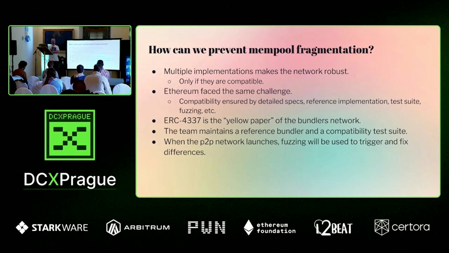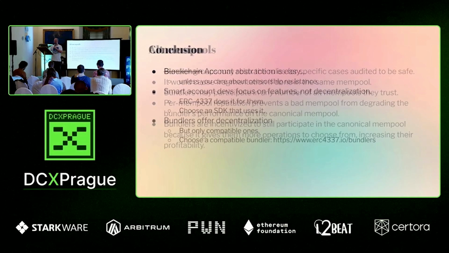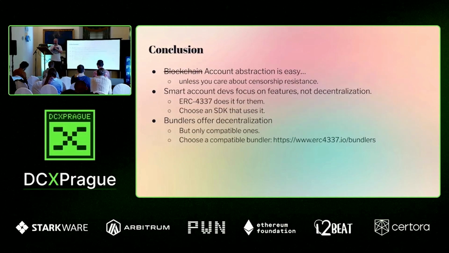So ERC-4337 takes exactly the same approach. We have specs for the rules. We have a reference implementation. We have compatibility tests. And once the peer-to-peer network is up, we're going to fuzz the hell out of it. So to conclude, we see that it's really easy to design an account abstraction protocol if you don't care about decentralization. But once you start thinking about it and going down the rabbit hole of decentralization, it becomes infinitely harder. And that's why it took us a couple of years to get it right. And hopefully we did.